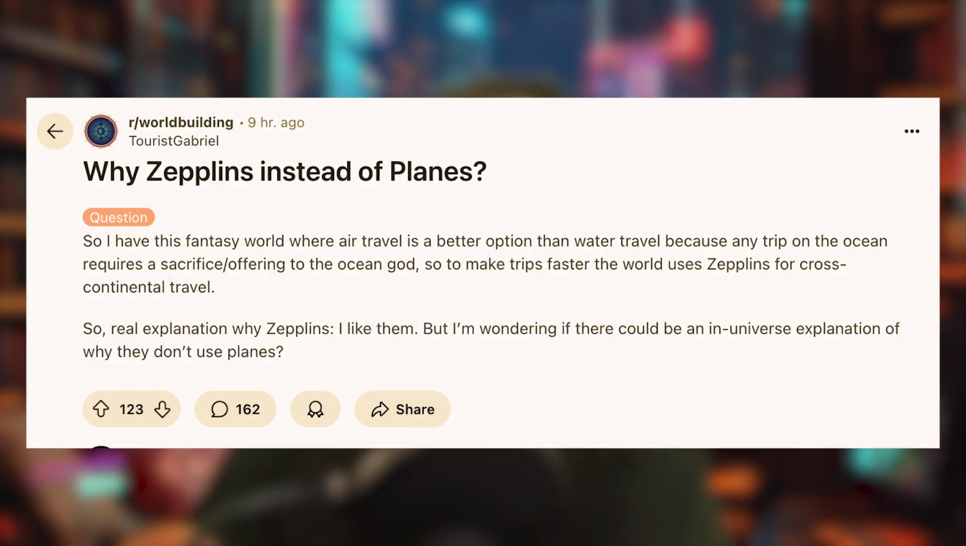Okay. So the question is from the r/worldbuilding subreddit: why Zeppelins instead of planes? So I have this fantasy world where air travel is a better option than water travel because any trip on the ocean requires a sacrifice/offering to the ocean god. So to make trips faster, the world uses Zeppelins for cross-continental travel. So, real explanation why Zeppelins. I like them. But I'm wondering if there could be an in-universe explanation of why they don't use planes.